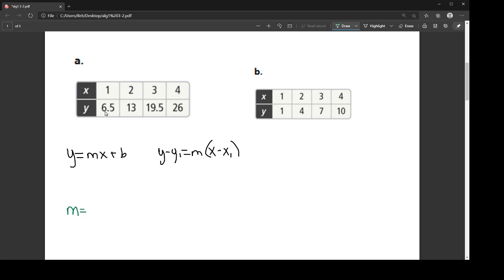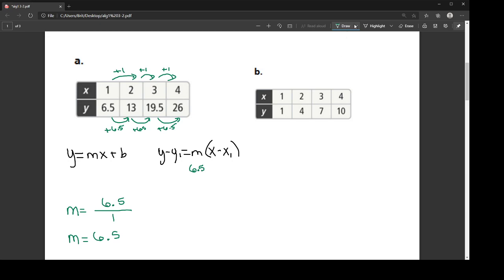My slope in this case is my change in my y's. If you notice, this is increasing by 6.5 each time. So my change in my y is 6.5. Now my change in my x, going the same way, I'm adding 1 each time. So I'm going to put a 1 here in the bottom. So my slope is 6.5 divided by 1, which is just 6.5. And that's what I'm going to write into my point-slope form.